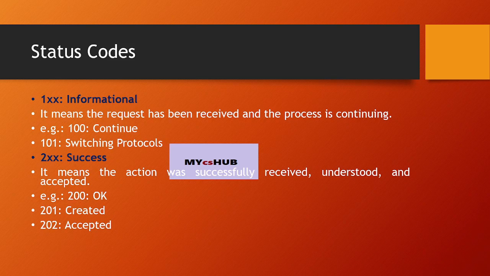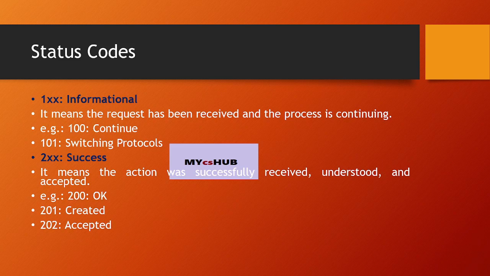Any status code which will come in the form of 100 or 101 like that, in that case, it will basically explain to us about the informational status of an API. It means that the request has been successfully received and the process is continuing. So there are many API statuses like 100, 101, which will basically explain about the API status like continue, switching protocol, etc.